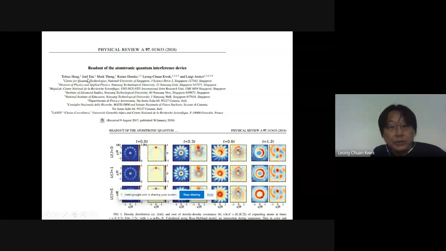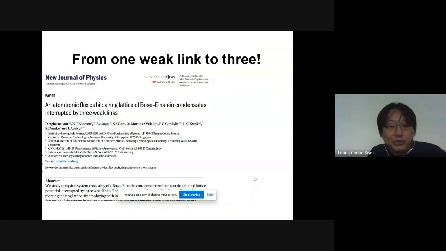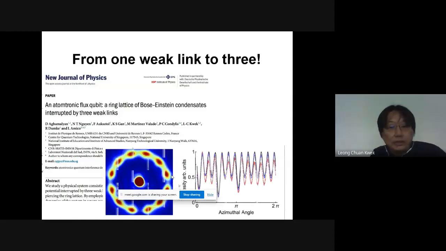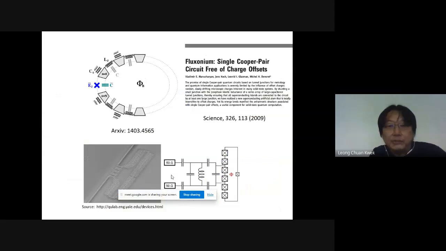And so Joel is now doing his PhD at Singapore University of Technology and Design, SUTD, and Mark is at MIT. So Rainer is the lead experimentalist, and you can produce nice patterns. And it appears in the news simply because the newspaper wanted beautiful pictures. And then you can increase 1 link to 3 links, and you produce what's called an AC SQUID rather than a DC SQUID and things like that. So a more versatile SQUID.